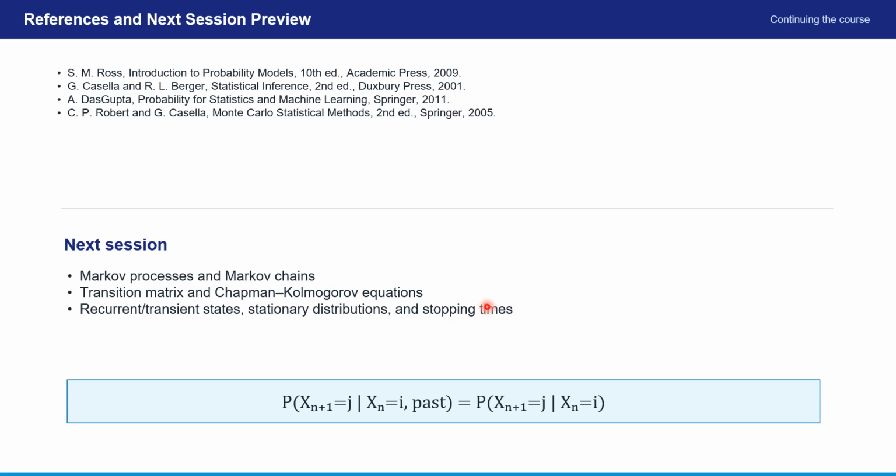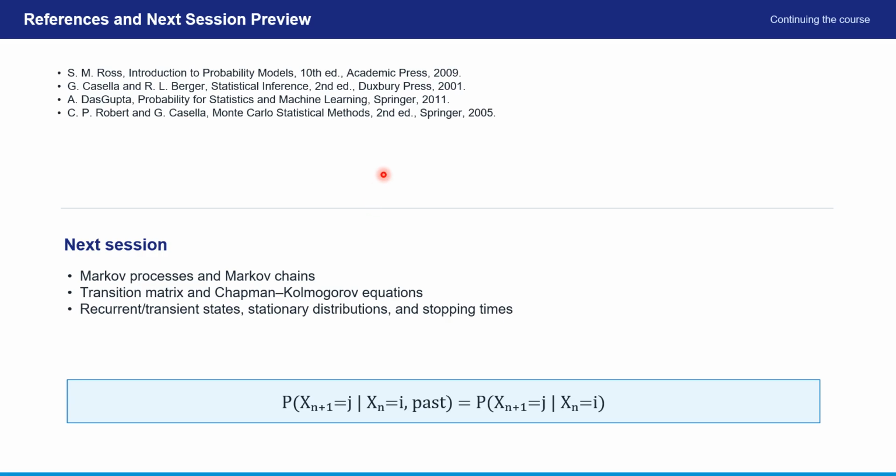Okay, for further reading, Ross' Introduction to Probability Models is a good main reference for probability models. Casella and Berger Statistical Inference is a strong reference for estimation theory, likelihood, sufficient statistics, and unbiased estimation. Gupta, Probability for Statistics and Machine Learning, connects probability and inference to machine learning. Robert and Casella, Monte Carlo Statistical Methods, will be useful later when we study simulation and MC.